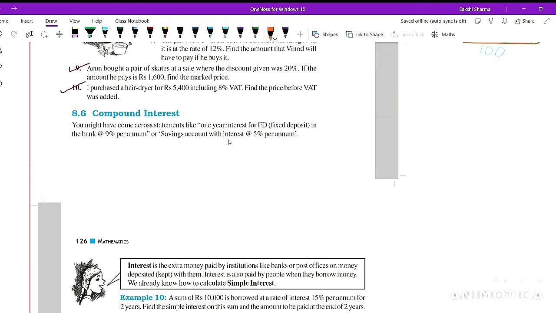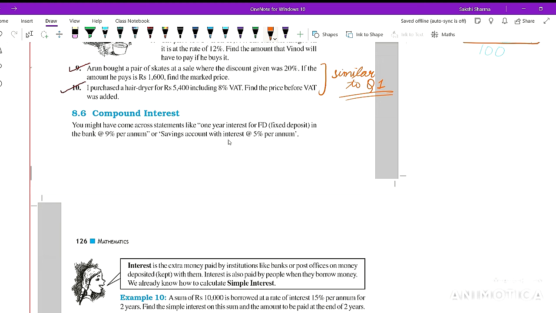After this, we have to do question number 9th and question number 10th. These are almost similar, like question number 1. If you can recall, in question number 1, we had the final value, the new salary. The original salary was missing. Same is the case here.